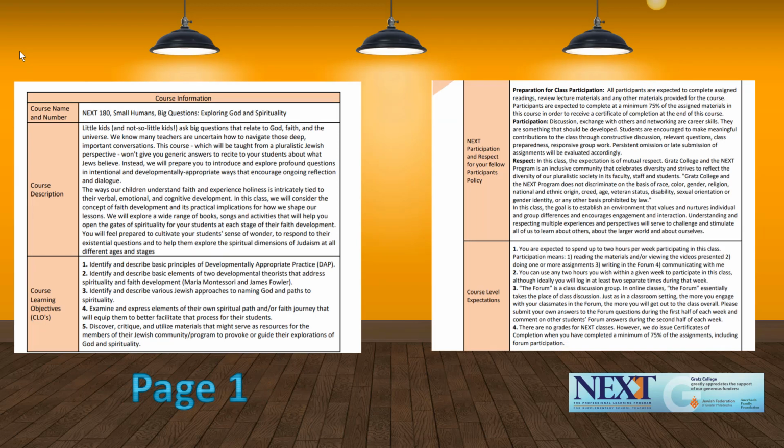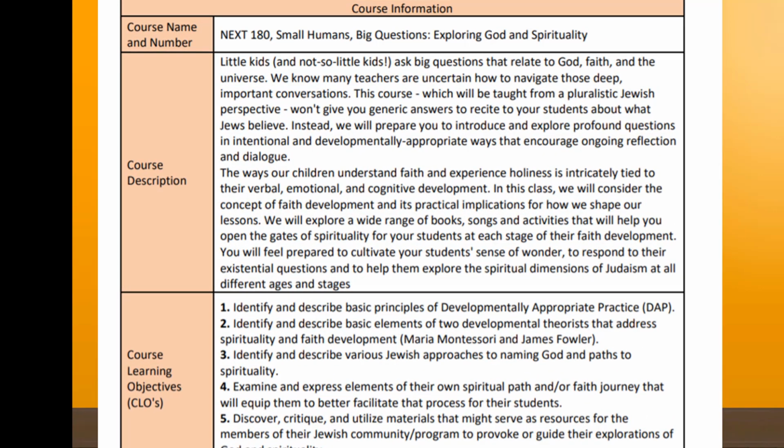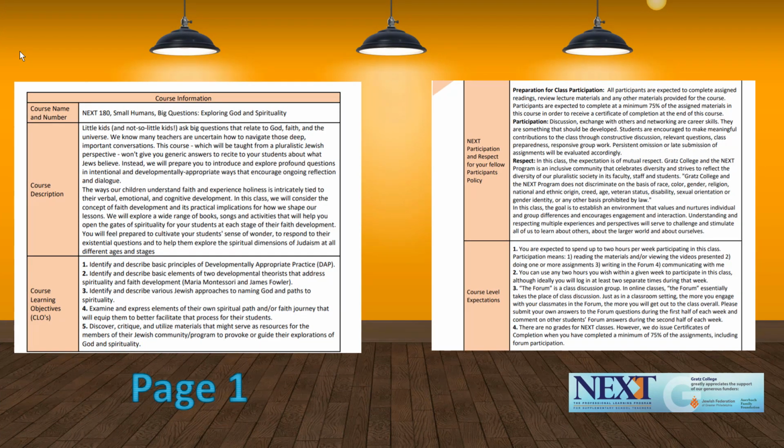So remember, I told you we're going to take a look at the course syllabus directly. This is the first page of the course syllabus, but if we scroll down in the course syllabus, it goes right into the course information. It tells us the course name and number, the description of the course. This is the same as the catalog description of the course, and the course learning objectives.